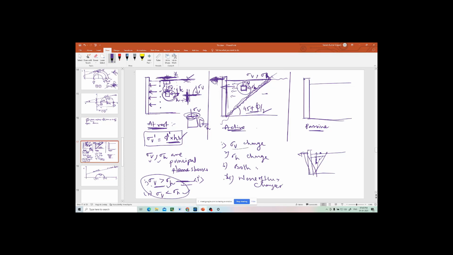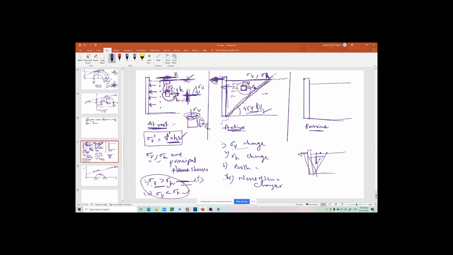Whether sigma v changes, or sigma h changes, or both will change, or none of them will change. Those are the options. Can you tell me soon? Even if it is wrong, no issues. You can tell me.